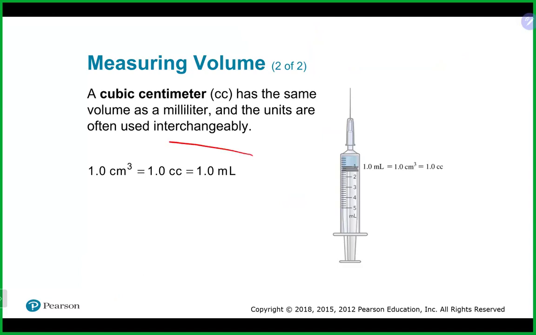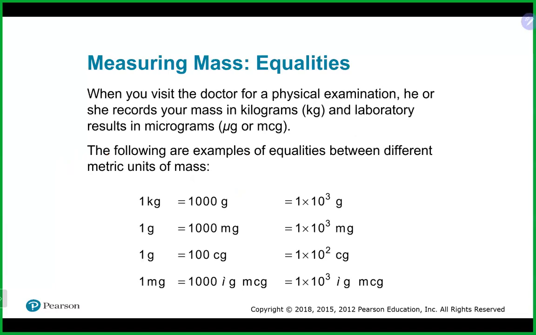So again, all these are essentially equivalent to each other. We do see cubic centimeters a lot when we talk about density, which we will towards the end of this chapter. Common units of density are grams per milliliter or grams per cubic centimeter. So we do use that interchangeably along the way.